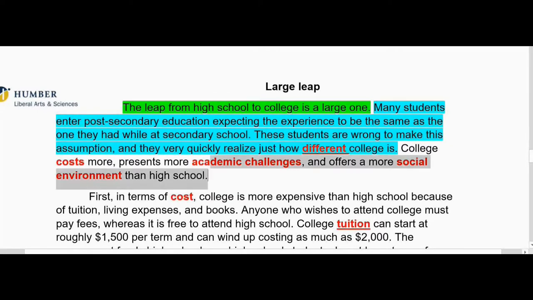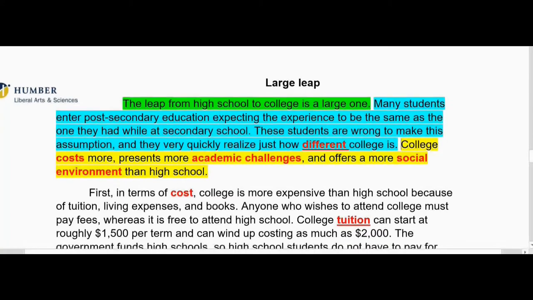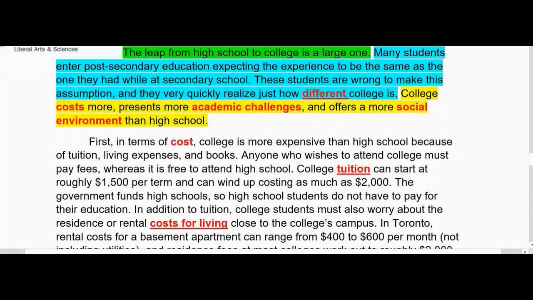And then I finish my introduction with a thesis statement. Now, this thesis statement, as you remember, needs three elements. The first one, we need the topic, which was college and high school. The second one, we need our position, our stance, which is that they're different. And finally, we need our discussion points. In this case, cost, academic challenges, and social environment. Now, let's read the thesis statement. It says, "College costs more, presents more academic challenges, and offers a more social environment than high school."